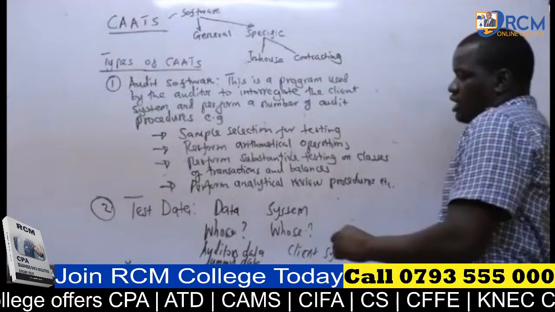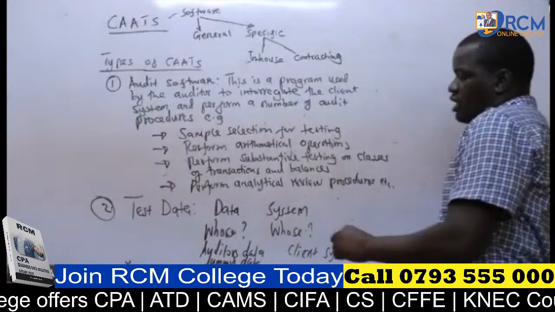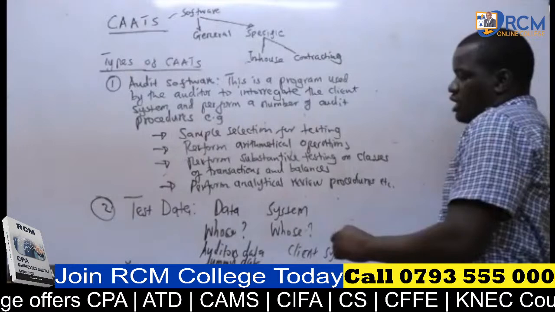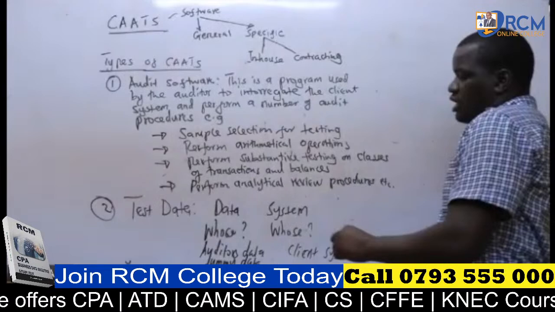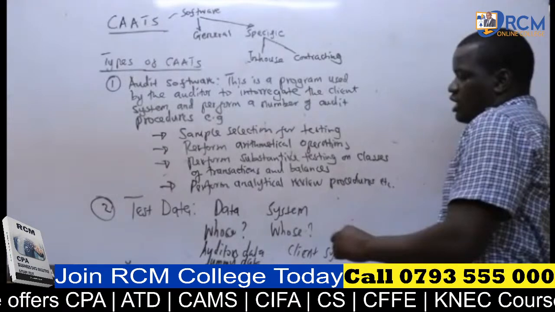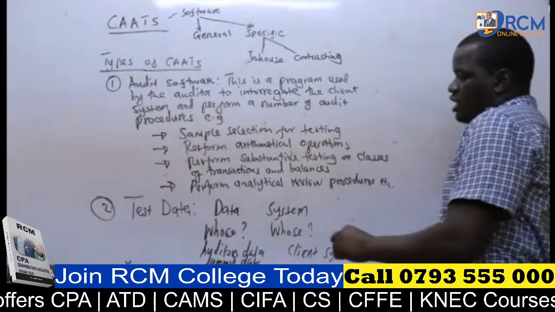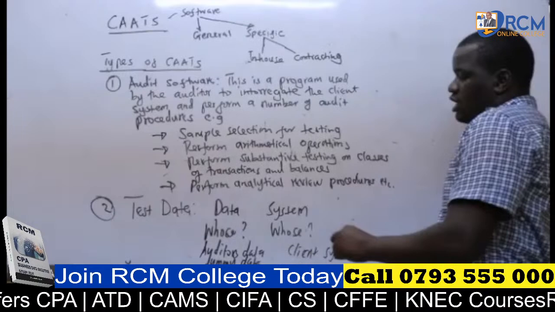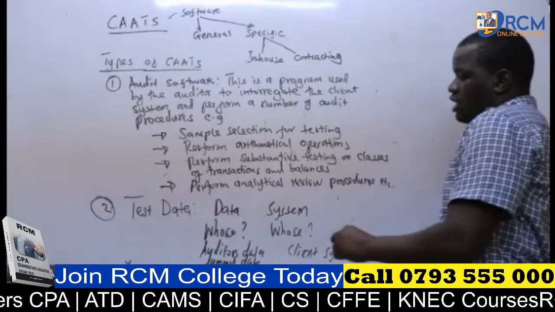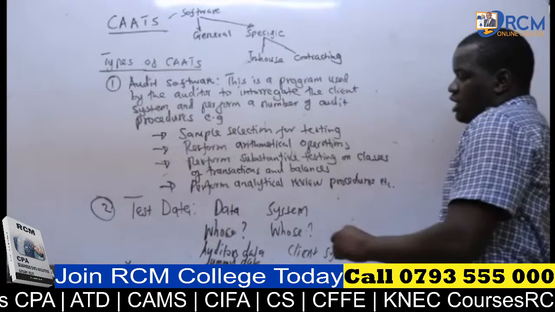The reason for doing that is to confirm: do the controls exist in the client system, and are the controls effective to detect any material misstatements? So the test data is used to confirm if the controls exist and are effective to detect any material misstatements.